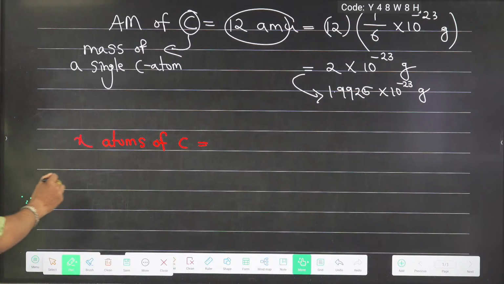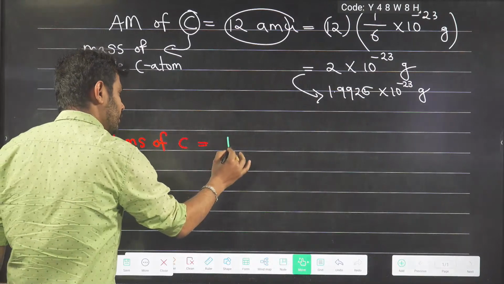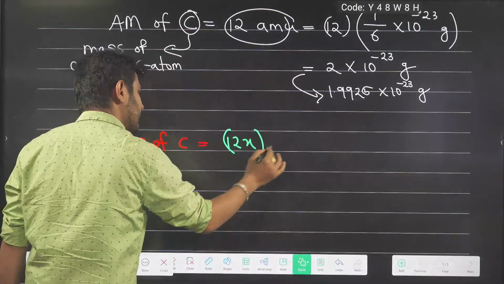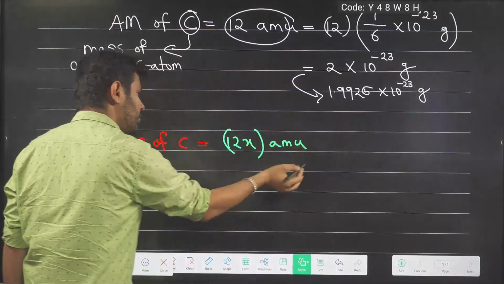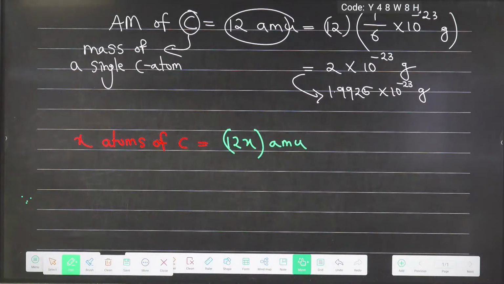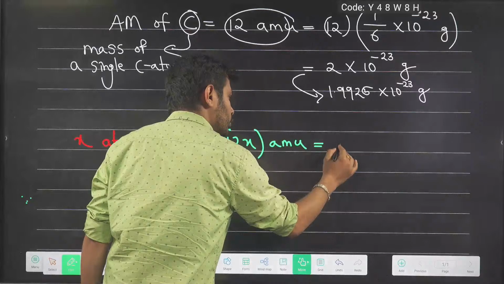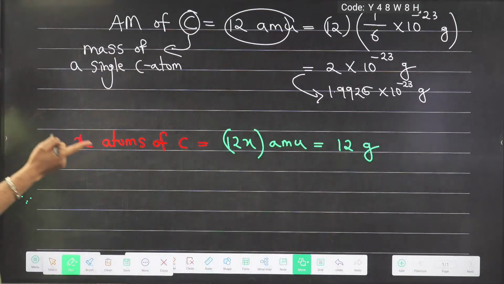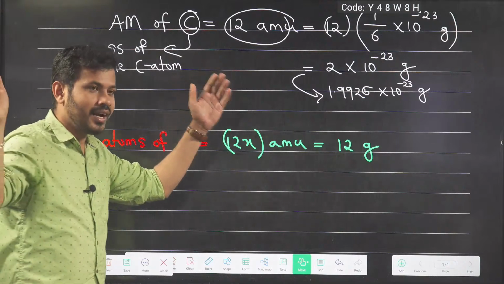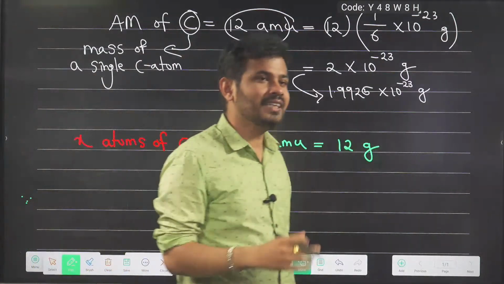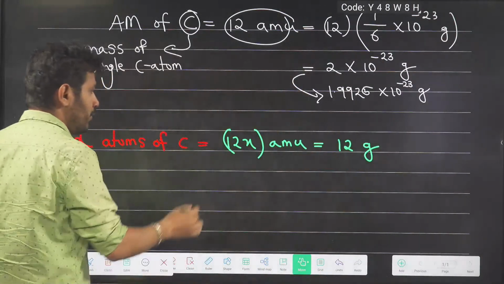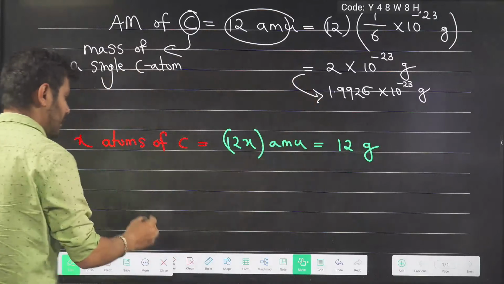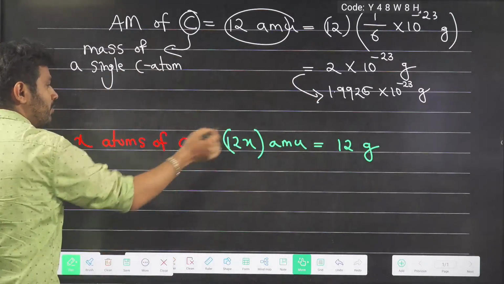Green. X atoms of carbon are there. So the mass will be 12x AMU, because one atom is 12 AMU, X atoms 12x AMU. Now I want this mass to be equal to 12 gram. Just like one atom is 12 AMU, I will take some random number of atoms which has a mass of 12 gram. So if 12x is equal to 12 gram, can you tell me what will be the value of x here?